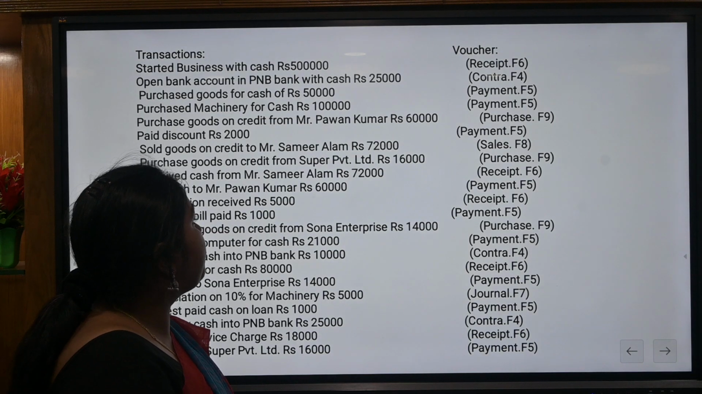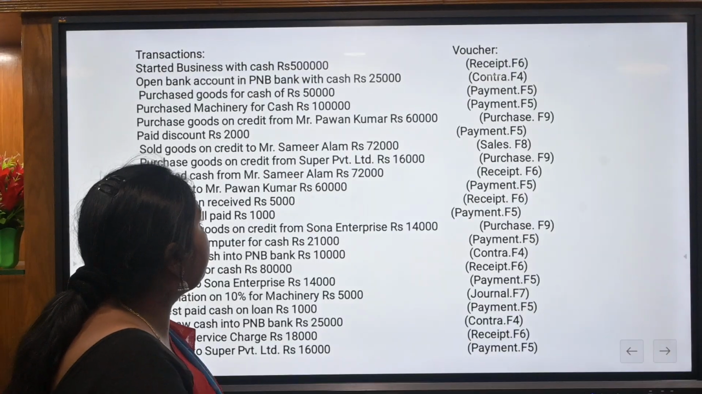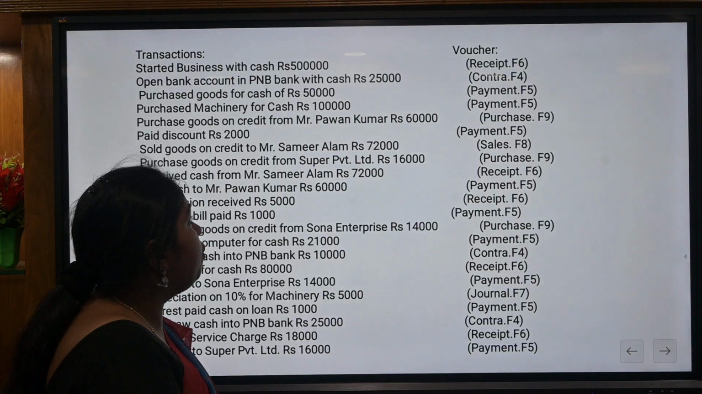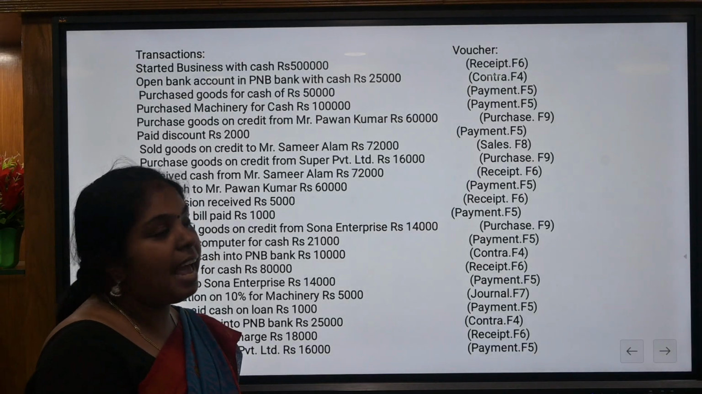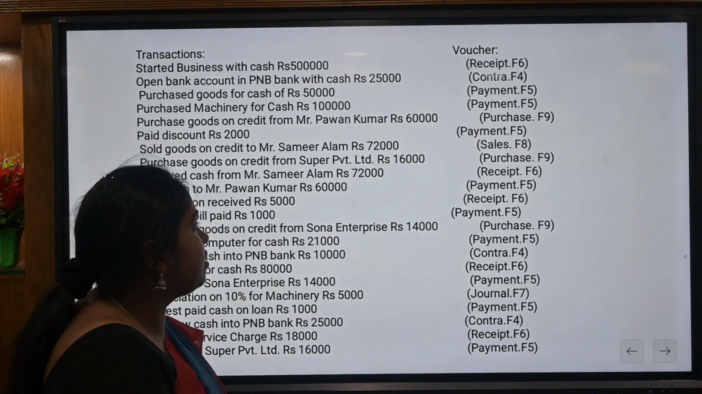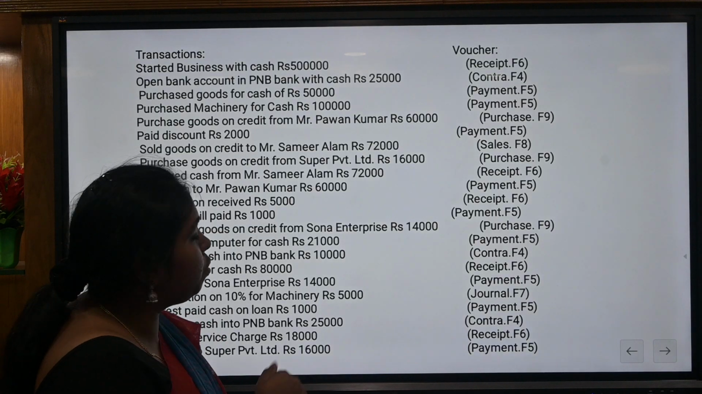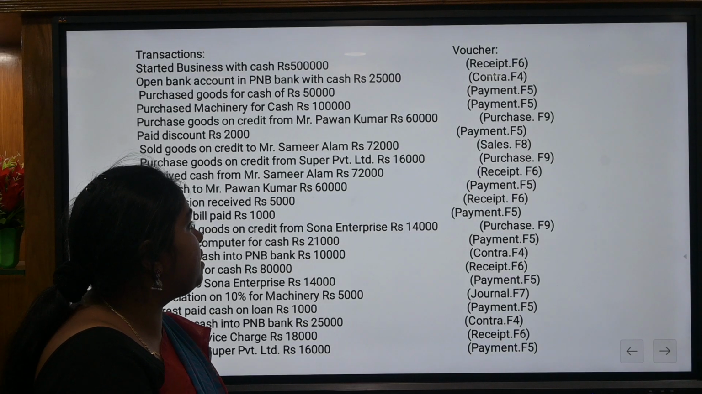Then paid discount rupees 2,000. It belongs to a payment F9. Then sold goods on credit to Mr. Samir Alam rupees 72,000. It belongs to sales F8. Then purchase goods on credit from Super Private Limited rupees 16,000. So we have purchased the goods on credit. So purchase F9.